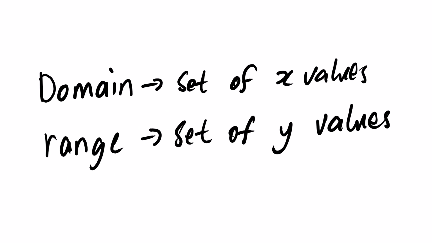Before we look at examples, we need to know the definitions of domain and range. Domain is the set of x values, and range is the set of y values. Sometimes it's difficult to memorize this. You might think that domain is y values and range is x values, but then remember this: domain is x values, range is y values.